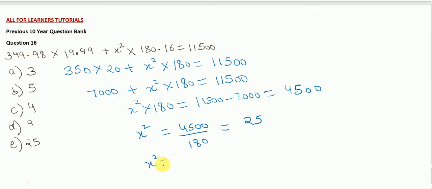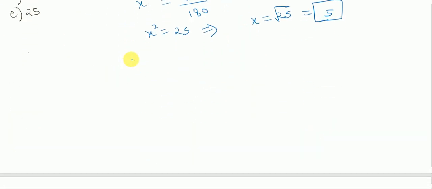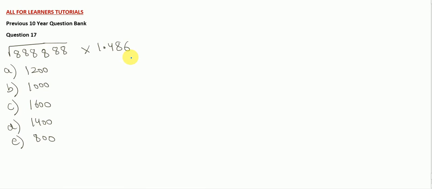Now x square is 25. When you take the square root of the other part, it will become under root, right? So x is equal to under root 25, that is 5. So your answer is 5, option number B. Okay, so this type of question can also come when there is a square on the x. I think you have got that this is a very easy question.